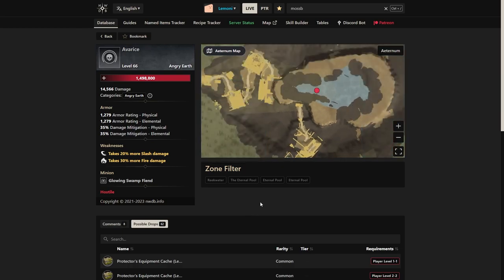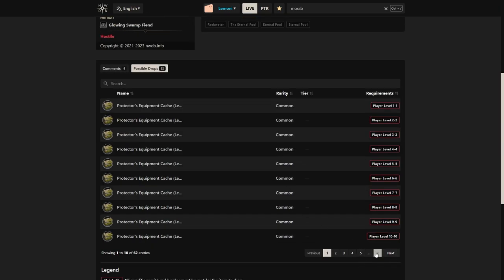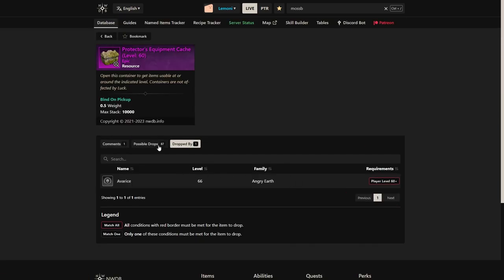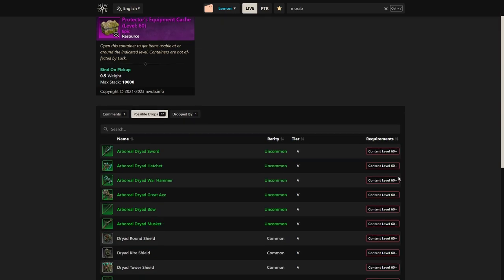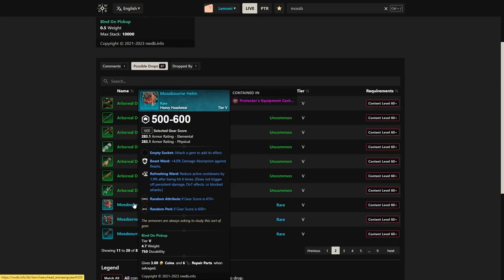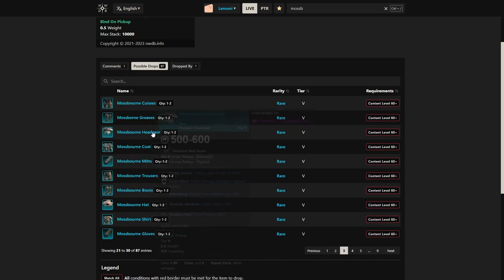So you start to see what I'm talking about here. Yeah, you have to spam a trial over and over and over again and make sure you're level 60 when you're doing this. But there is a pretty solid chance that you can start to get this Mossborn set. And like I was saying, there is a heavy version. There is refreshing ward on that one. So it could be good for tanks even.